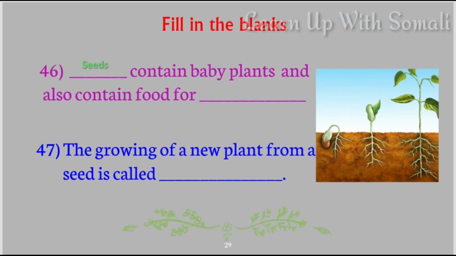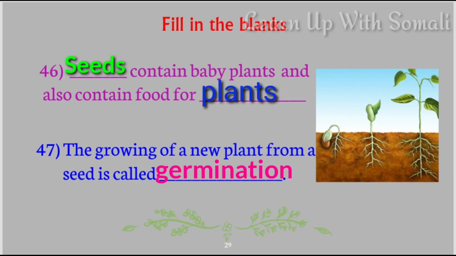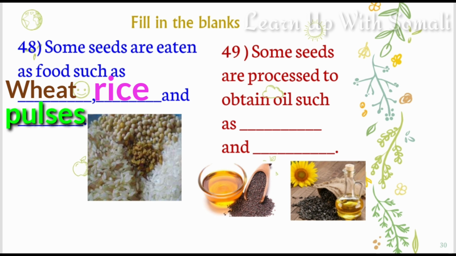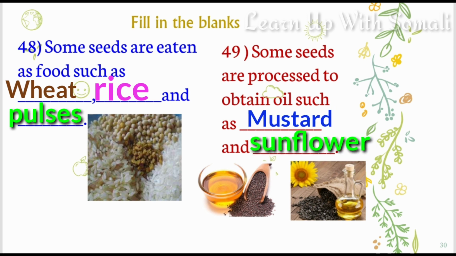Number 46, seeds contain baby plants and also contain food for the plants. Number 47, the growing of a new plant from a seed is called germination. Number 48, some seeds are eaten as food such as wheat, rice, and pulses. Number 49, some seeds are processed to obtain oil such as mustard and sunflower.